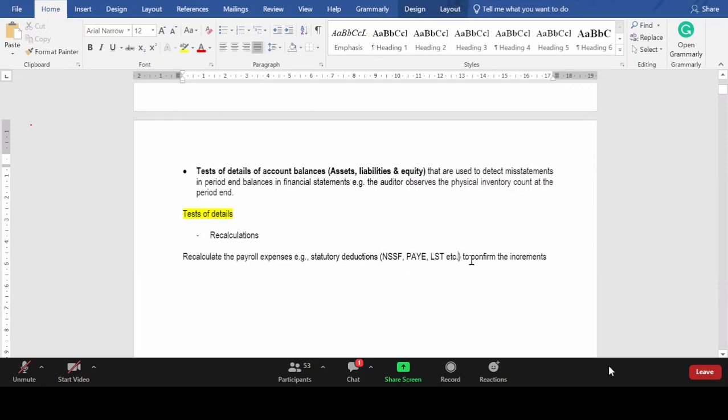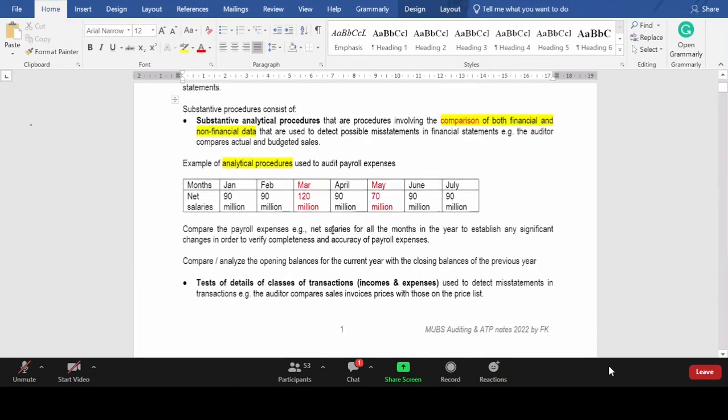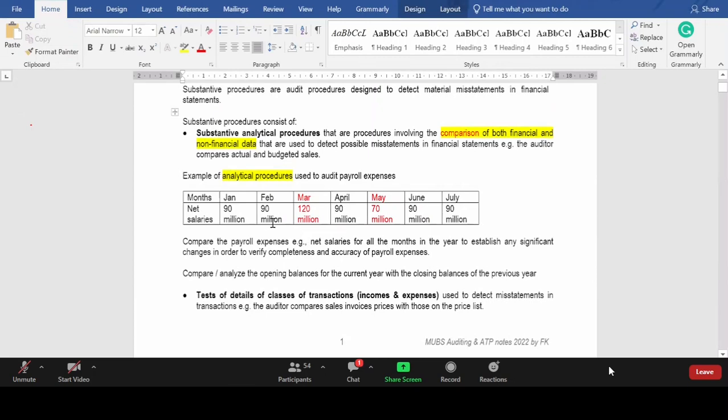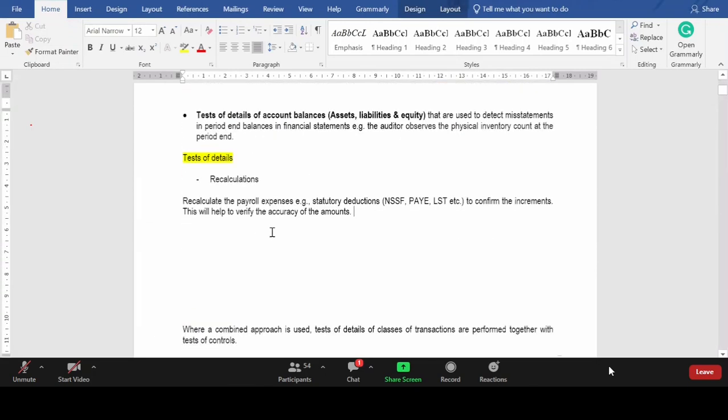You get it. You want to confirm the accuracy. So this will verify, we hope to verify the accuracy of the amounts. So accuracy, is this 120 accurate? But it can also help to verify completeness, occurrence and other assertions. So you must recalculate. That's one of the other tests.